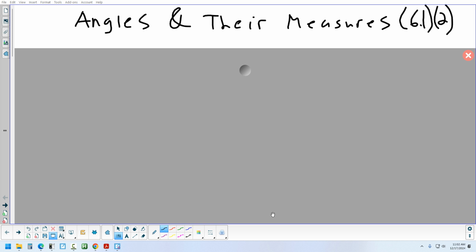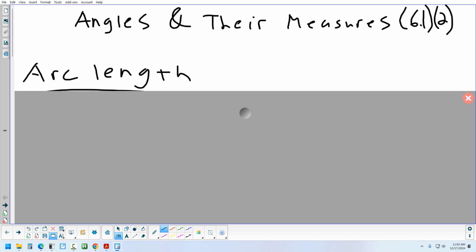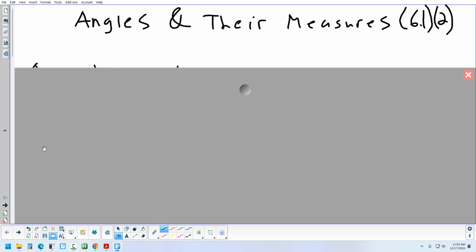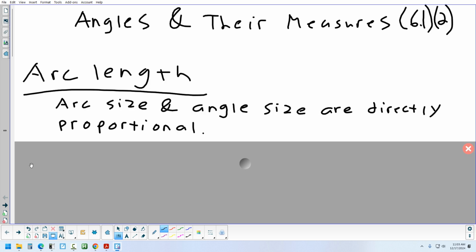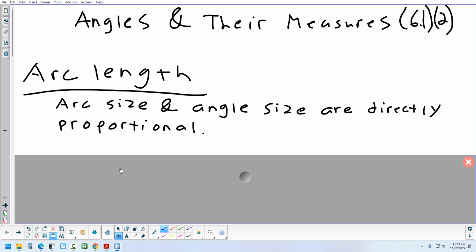Right, so in the first part of section 6.1, we looked at how to convert between degrees and radians, talked about some different properties and how to classify angles, how to draw angles, and that kind of stuff. First thing we're going to look at in this section is what's called arc length. Okay. The idea of arc length is it measures basically something like this.